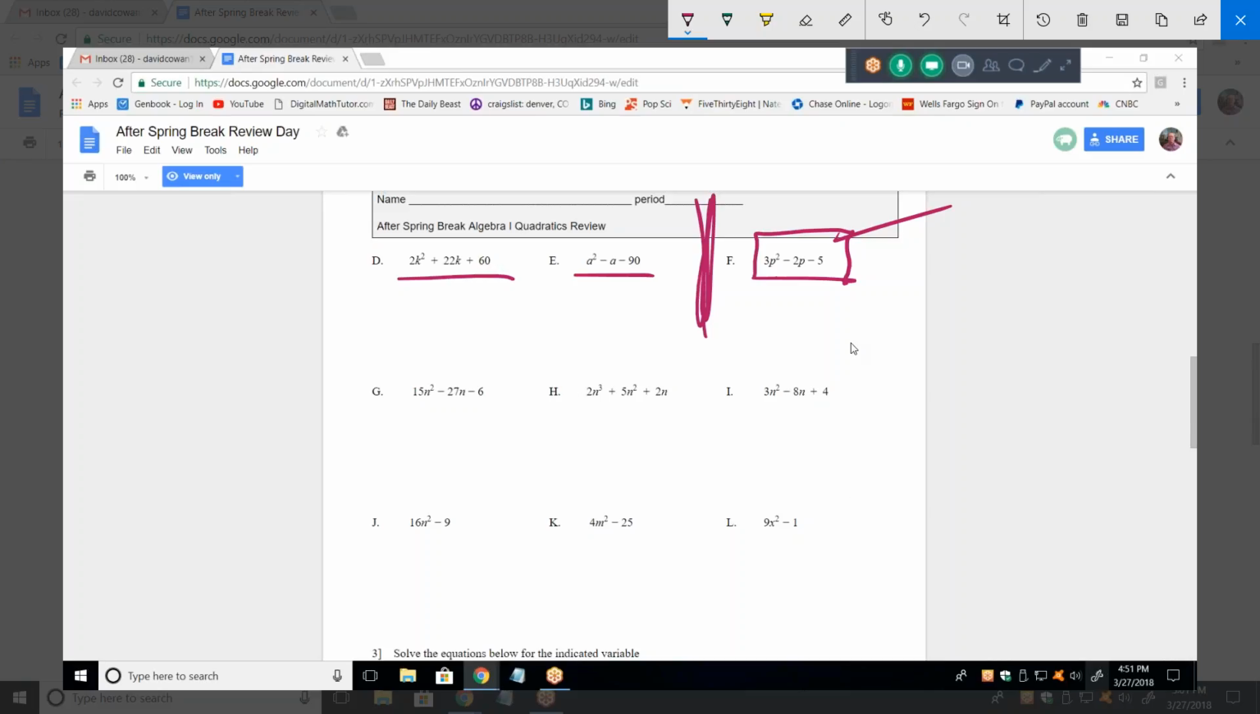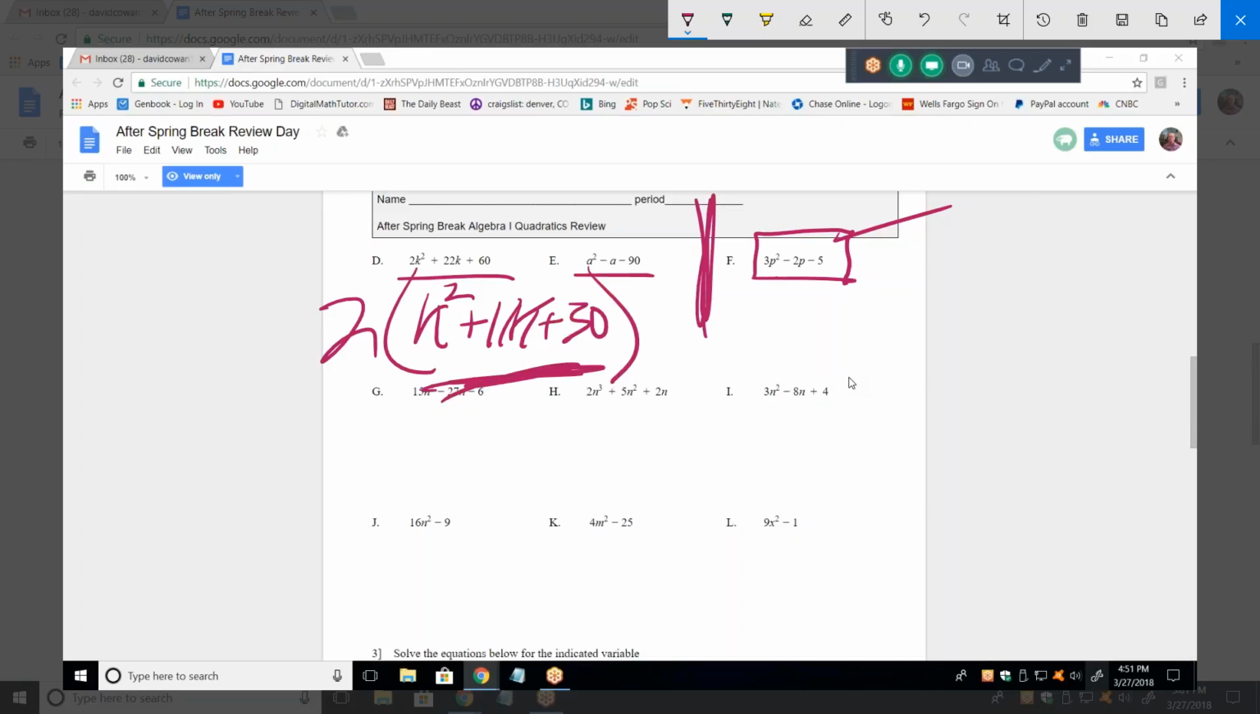Wouldn't F be like D, though? No, because D, I was able to take a 2 out, leaving an elementary quadratic. Now all I had to do is deal with the elementary quadratic. This, I can't take anything out. So when I go to factor this, I got to split the p's up. One of them's got to be 3p. The other has to be p. Now I know my signs have to be opposite, but plus minus isn't the same as minus plus. They're going to give you different answers, so I have to allow for both.